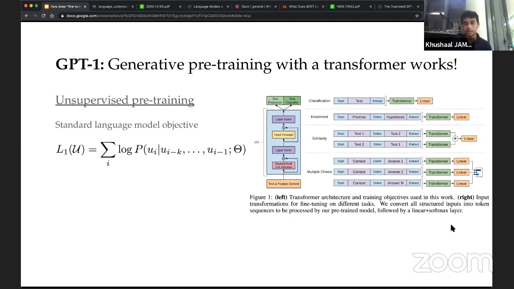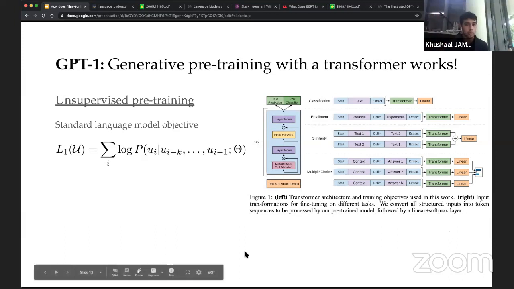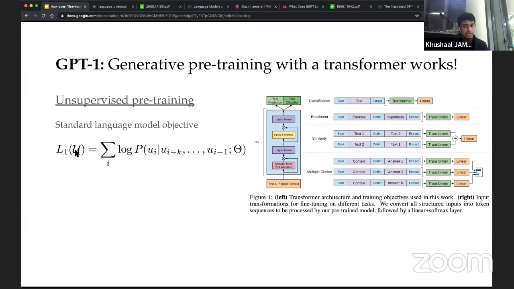You can break the training up into two phases. The first is the unsupervised pre-training, where you're trying to optimize this equation right here. This funny U is the collection of all tokens in the corpus, and you're essentially trying to maximize the probability of u_i given the preceding k tokens and parameters theta. This is fairly standard. This part of the training is unsupervised.